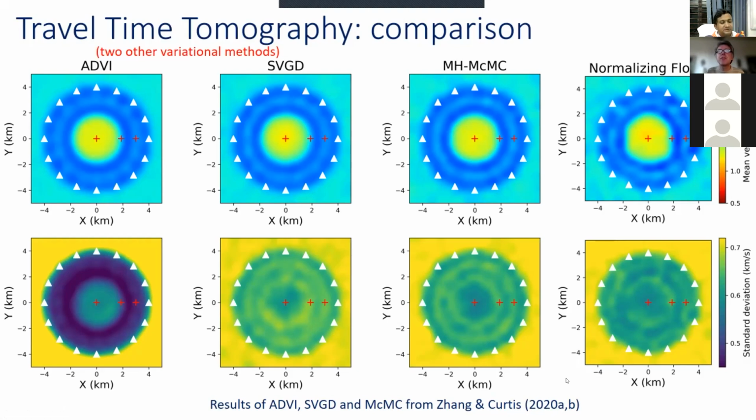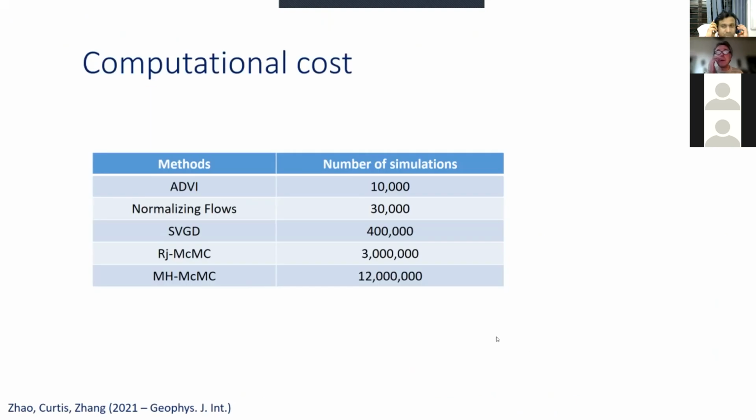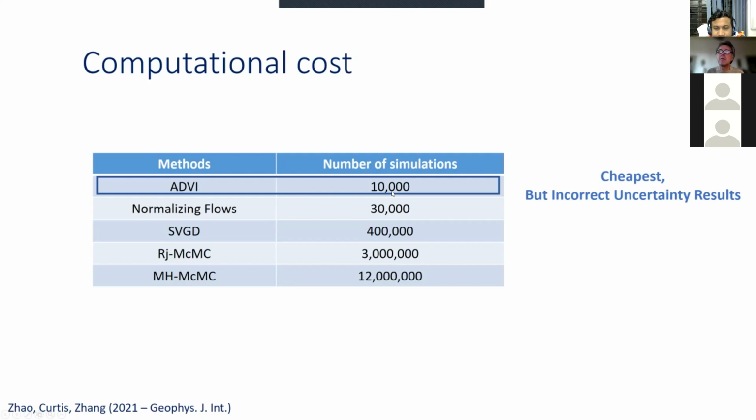Now if we consider the computational cost, we're introducing yet another algorithm here. So what was the point? Well, that's shown in this table, where we've ordered the methods by the cost of getting those solutions, and the cost is in terms of number of forward simulations. ADVI wins in terms of number of simulations, but it doesn't give the correct uncertainty result. So out of the others, the cheapest, by at least an order of magnitude, is normalizing flows.